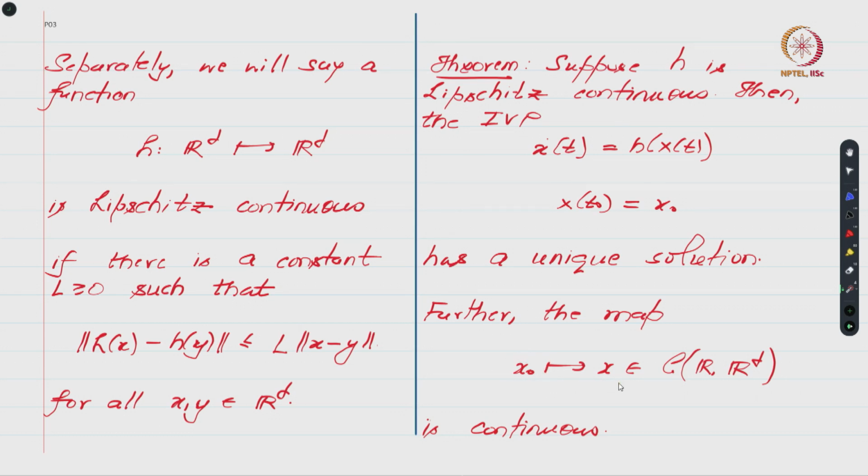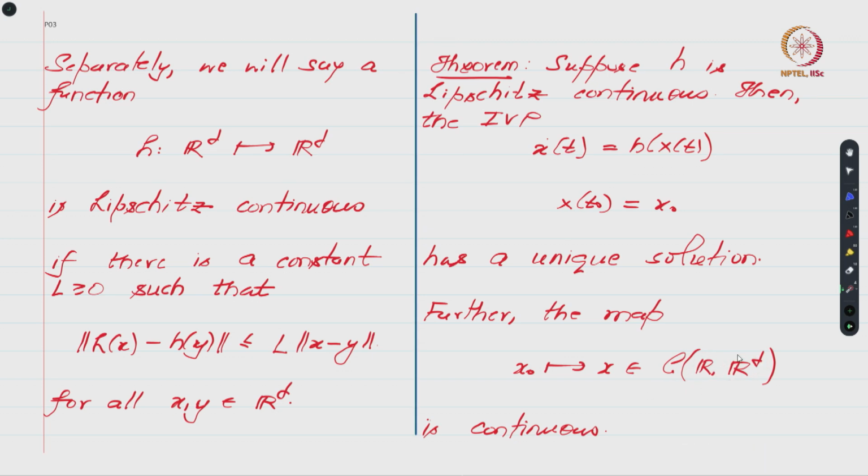So let us try to understand what this result is trying to say. x naught over here is the initial condition. For every initial condition, the first half of the result says that there exists a unique solution. So you take that solution, which satisfies the initial condition x naught, and come up with this mapping. Every initial condition will be mapped to some trajectory, and the first half of the theorem says that this trajectory actually is an element of C(R, R^d).